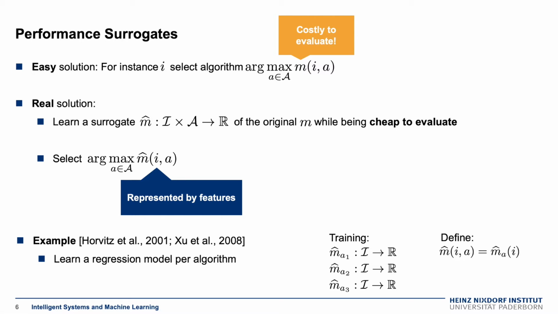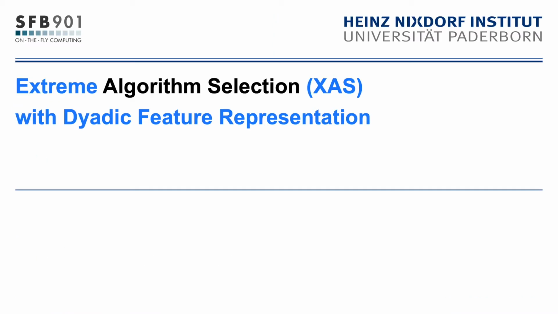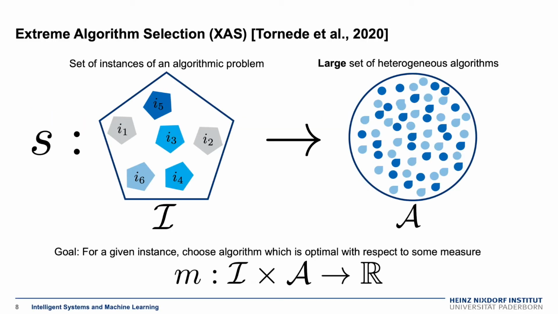Just so that you have an example of how this is done. There are other things, for example, other methods which learn such a surrogate model per pair of algorithms and then compare things and so on and so forth, but that's just a small example here. What is extreme algorithm selection, and why do we think that a dyadic feature representation actually makes sense?